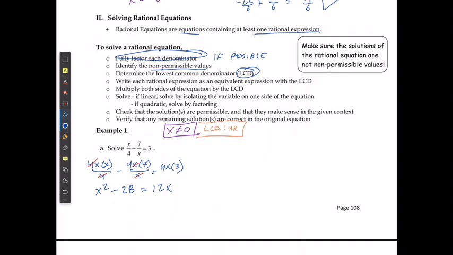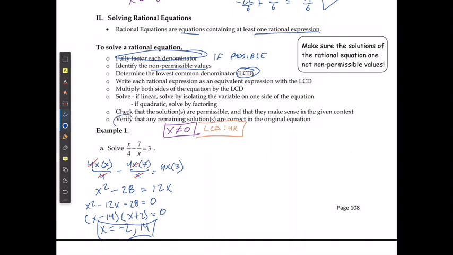I can move that over because I have a quadratic. x squared minus 12x minus 28 is equal to 0. Then I'm going to factor this down and say that I have x minus 14 times x plus 2 is equal to 0. And theoretically, x can equal negative 2 or positive 14.